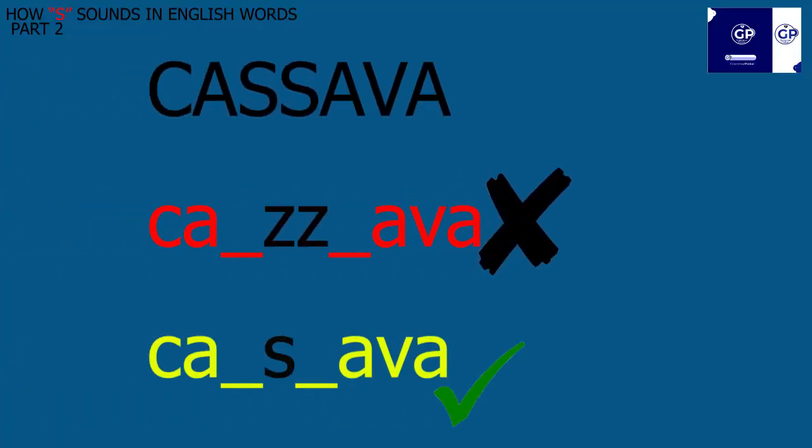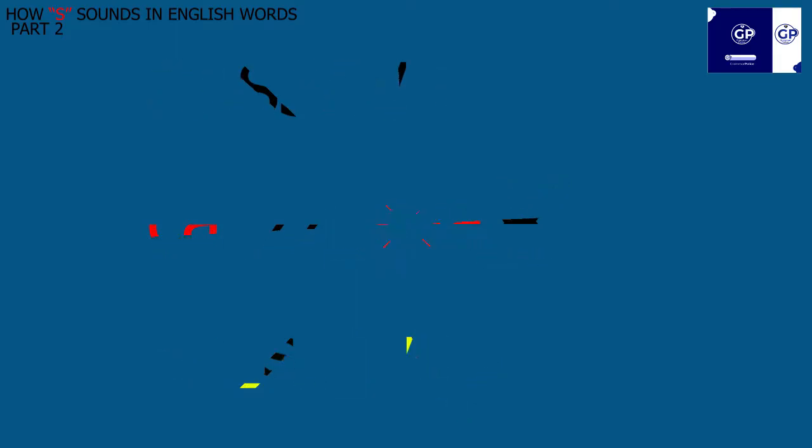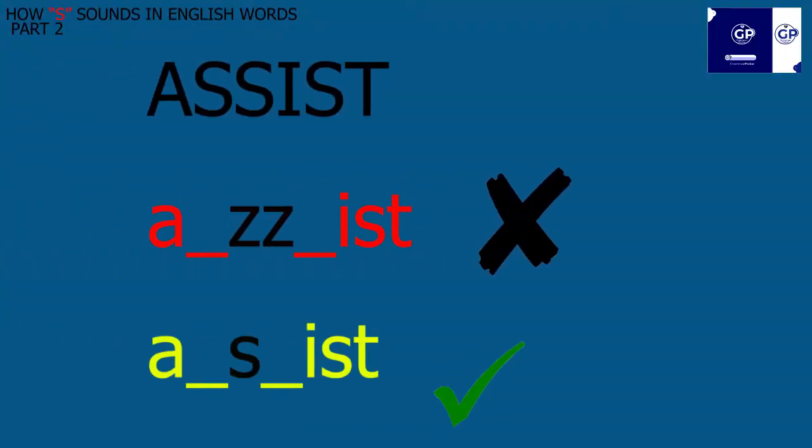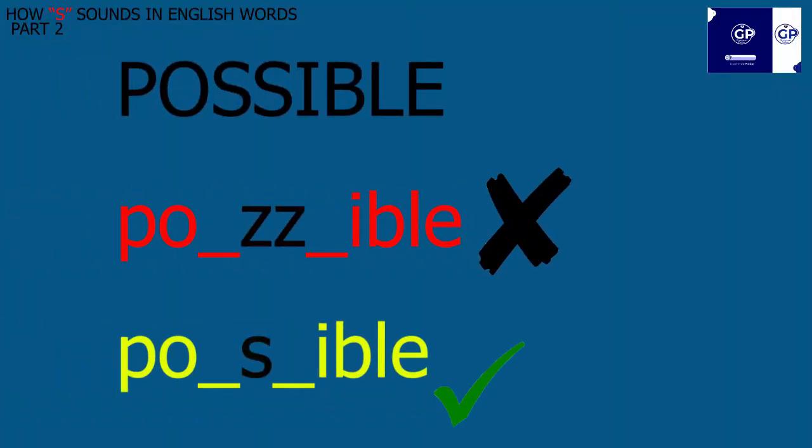And then we have cassava, C-A-S-S-A-V-A. It's pronounced with the S sound because the S's are two. If we take one S out, then we have one S between A and A, and it would be pronounced with a Z. But the S's are two, so according to the rule, it is cassava with the S sound. Okay, then we have assist, assistant and assistance. These are all S sounds because the S's are two. Possible. Have you ever heard possible with a Z? No, you haven't, because the S's are two, and that is according to the rule.